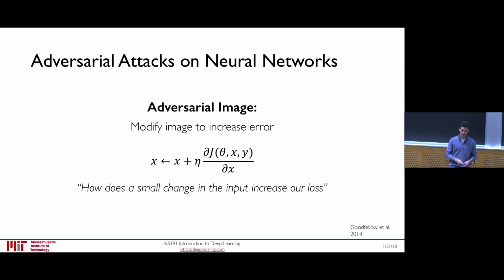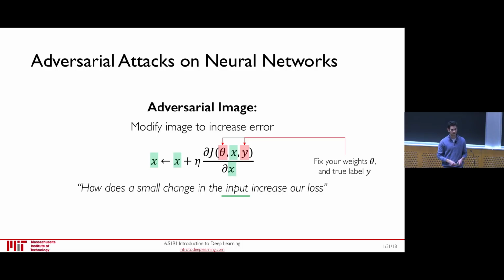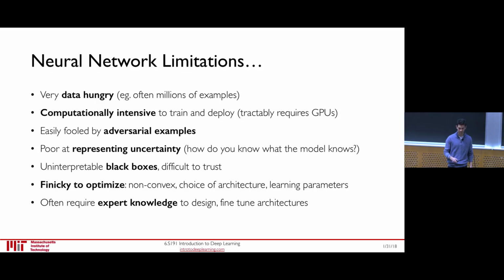Now, for adversarial examples, we're just shuffling the variables a little bit. So now we want to optimize over the image itself, not the weights. We fix the weights and the target label, and we optimize over the image x. We want to make small changes to that image x such that we increase our loss as much as possible. And we want to go in the opposite direction of training now. And these are just some of the limitations of neural networks.